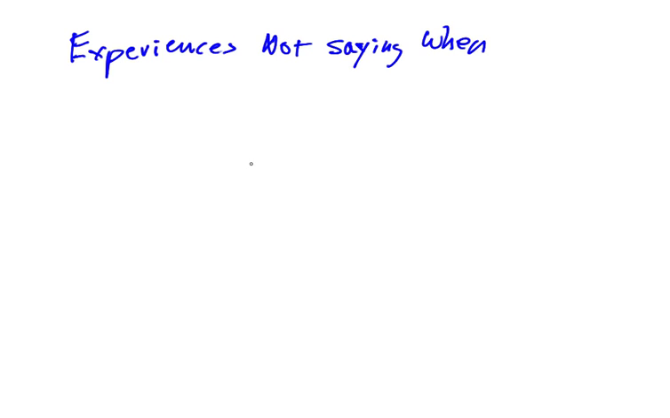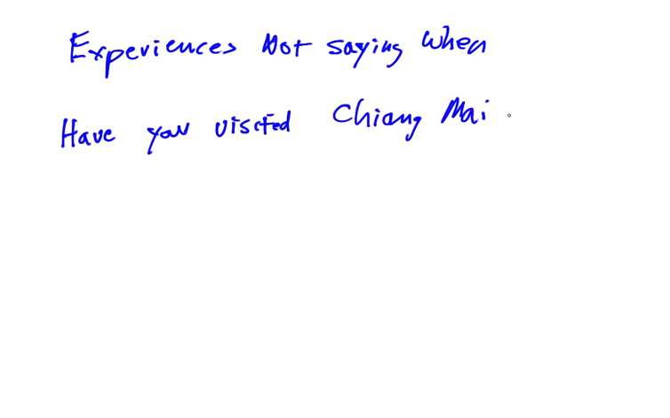The next thing, the third type of thing, is we use it for talking and asking about experiences, but not saying when it happened. For example, we could have a question using present perfect, like, have you visited Chiang Mai, a city in northern Thailand? So, have you visited Chiang Mai? So this is asking, have you had the experience of going to Chiang Mai? But it doesn't ask when you did it, or any other details.